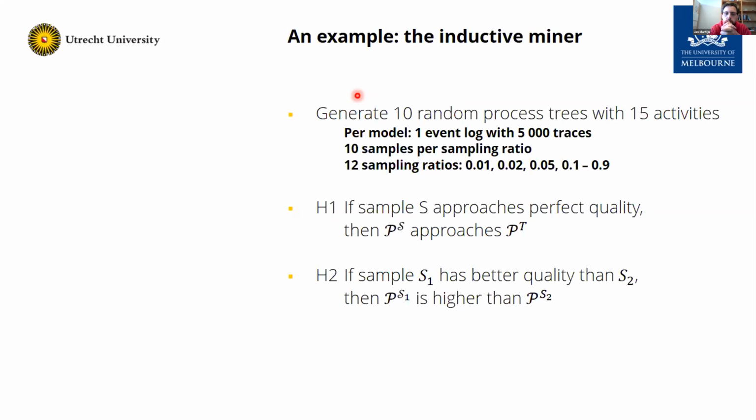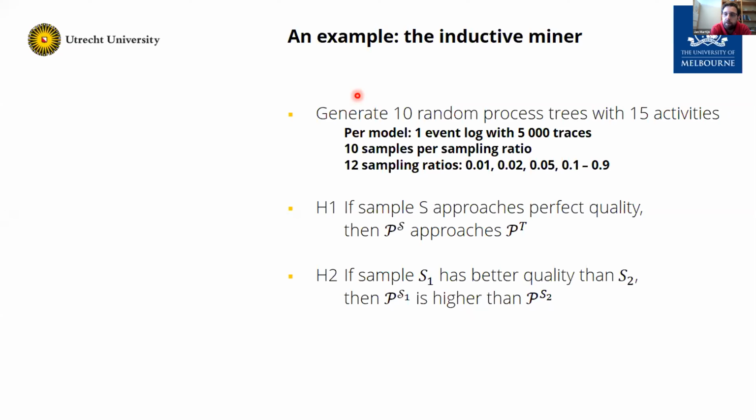So we created a sampling framework, and we generated 10 random process trees. And the process trees had 15 activities. And for each of those models, we generated a single event log with 5,000 traces. Then for each of those, what did we do? We drew some samples. So we decided to set 12 sampling ratios, very small, from 1% up to 90%, so that we have the full scale of sampling ratios. And then for each sampling ratio, we took 10 samples. We discovered a model for each of those. And then we start comparing the results.